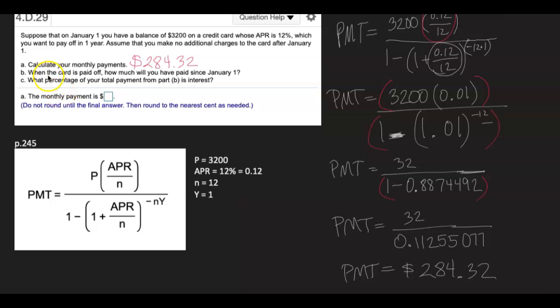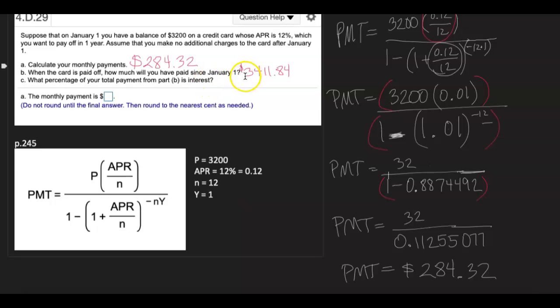So the next part of this asks, when the card is paid off, how much will you have paid since January 1st? Well, these are your monthly payments, and you're paying them for a total of 1 year, so that's 12 payments. So let's take this value and multiply by 12. We get payments times 12. That's the number of payments. We have $3,411.84.